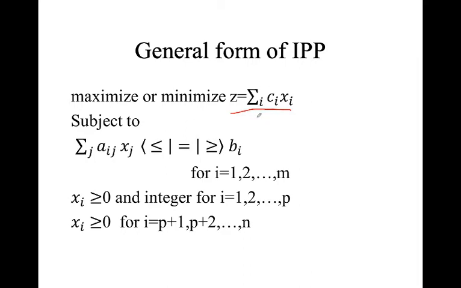So till now it looks like the linear programming problem, but here is the difference. We are adding some additional constraints on the decision variables: xi greater than or equal to 0 and integers. Some of the decision variables, indexed 1 to p, are integers, and we are not putting this integrity condition on the remaining decision variables, whose indices run from p plus 1 to n.